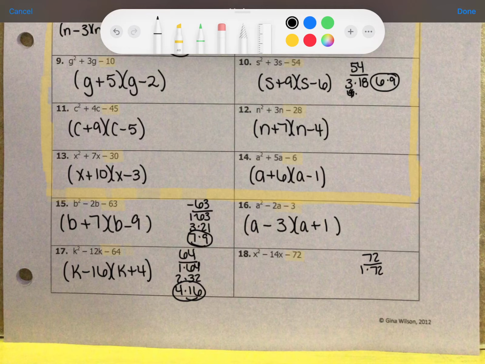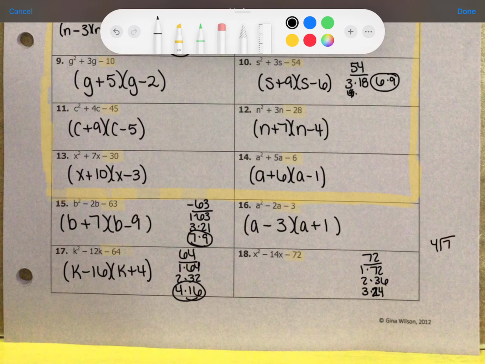72, let's see, we were 1 and 72, 2 and 36, 3 and... See, my dogs are driving me crazy because I can't focus. Hey! Okay, so 3 and, where was I? 3 and 24. I knew that. Jeez. All right. See, even sometimes Miss Messer has to work some stuff out to the side.